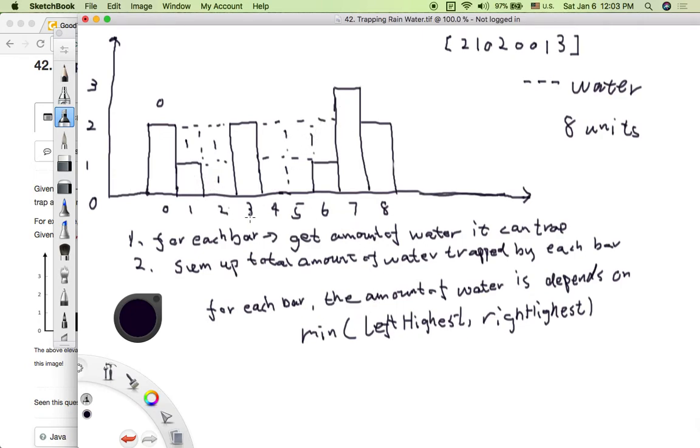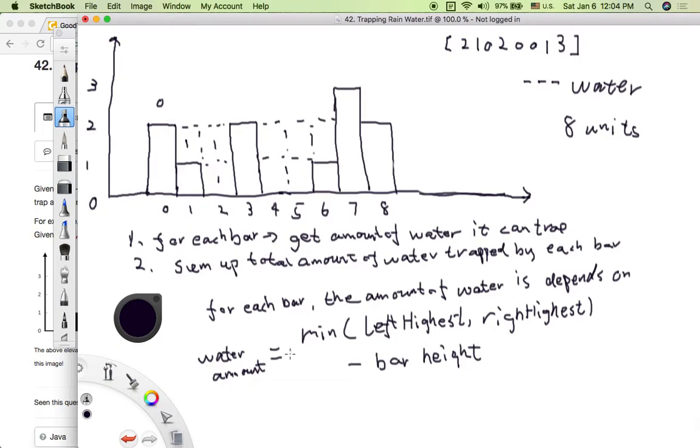The minimum of the left highest and right highest is 2. So this 2 is the left highest. We take the left highest and subtract the bar's own height, and then we get the water amount. So this is the relationship between the height of a bar and the amount of water that can be trapped.